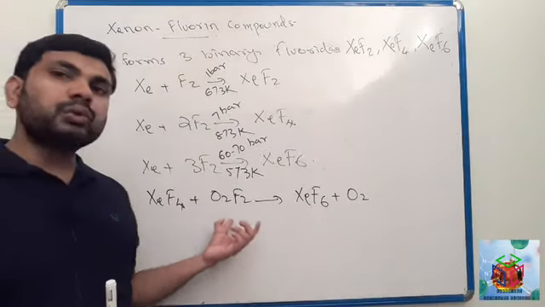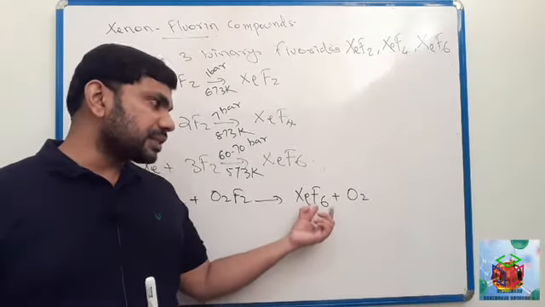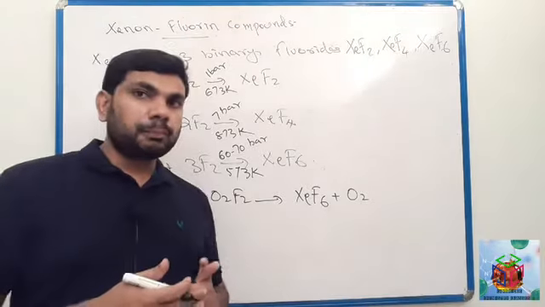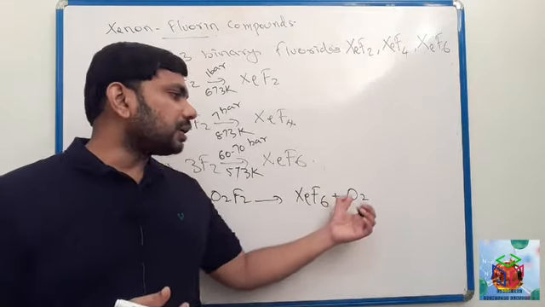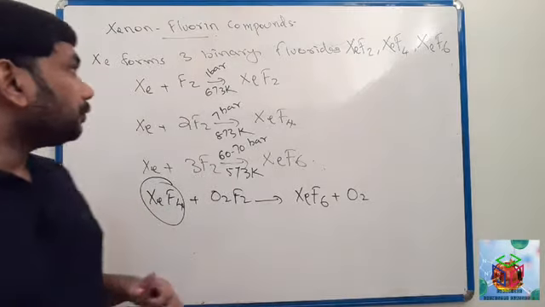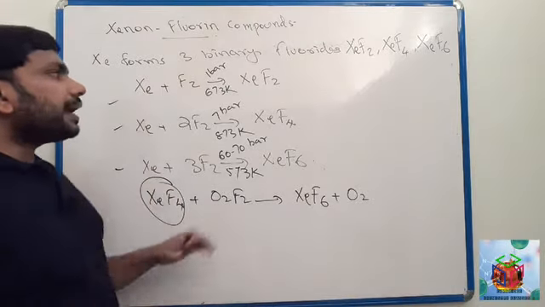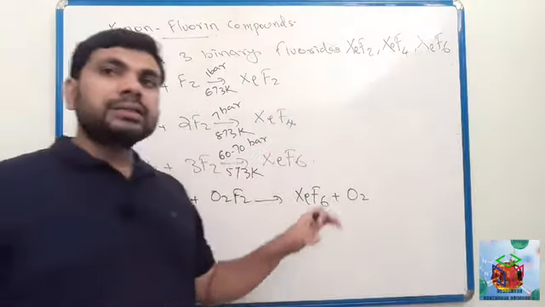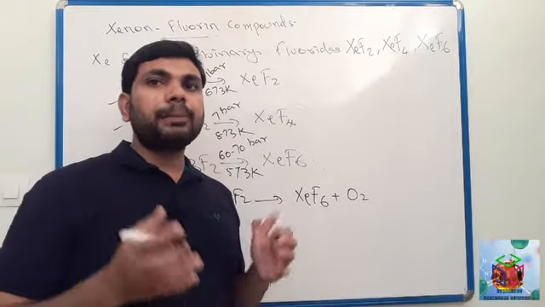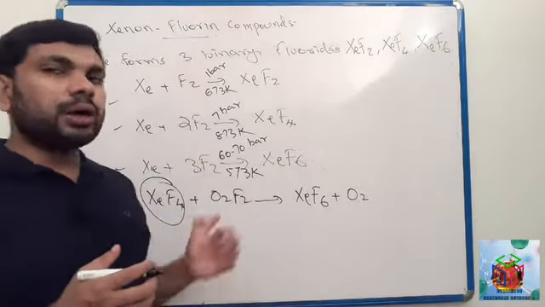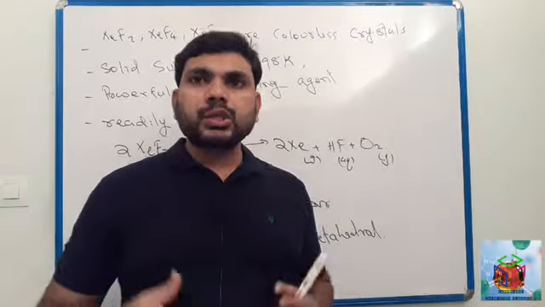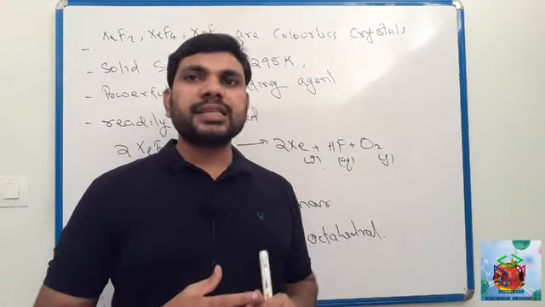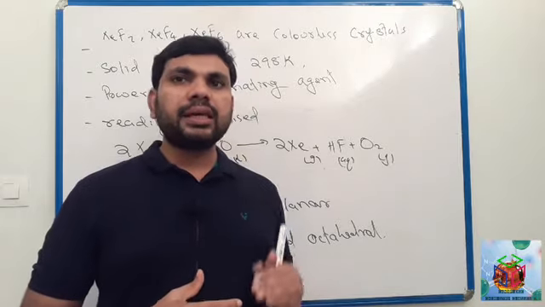XeF4 reacted with O2F2. It produced XeF6 and oxygen. So here we learned three different methods to produce XeF2, XeF4, XeF6. These are the three binary compounds formed between xenon and fluorine. Here we learned different types of binary compounds of xenon fluoride: XeF2, XeF4, XeF6.